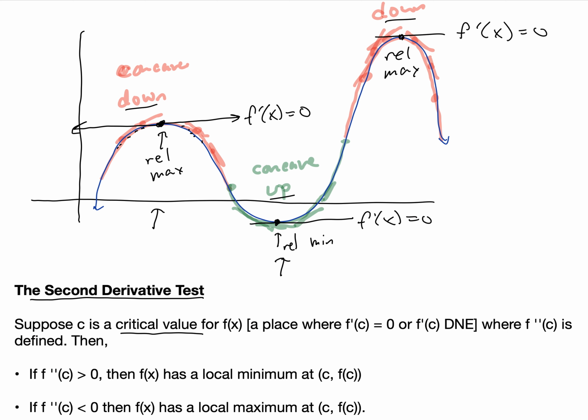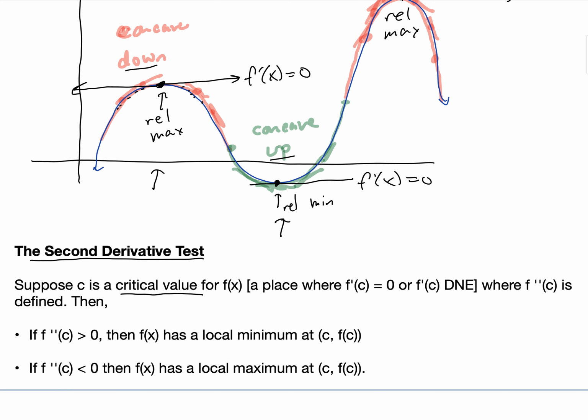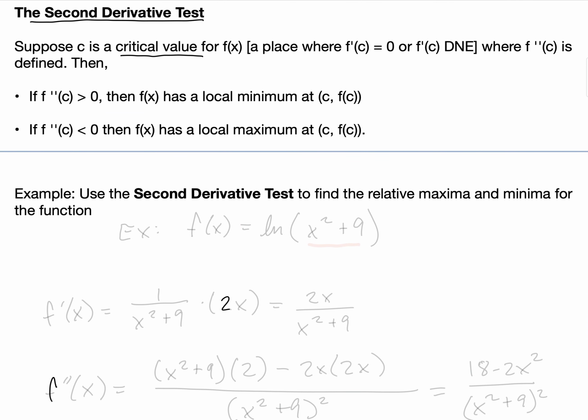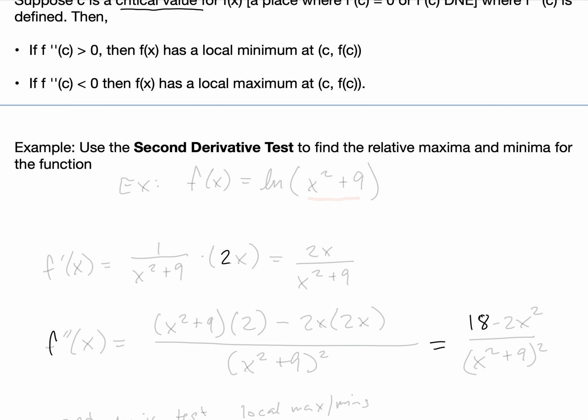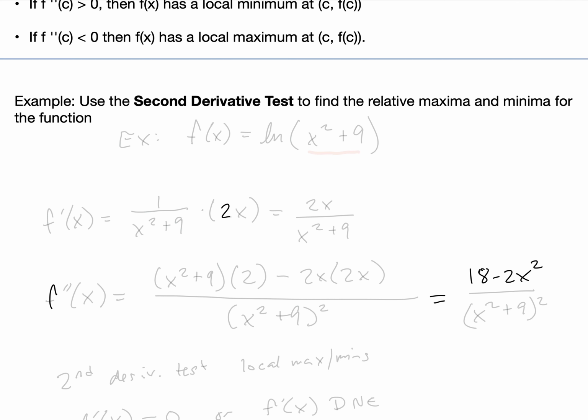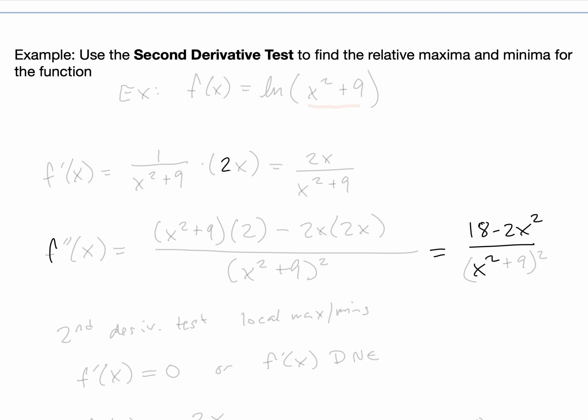So let's take a look at a quick example. This is an example from the last video. We looked at f of x equals natural log of x squared plus 9. For that, we took the first derivative and found that it simplified to 2x over x squared plus 9. We also took the second derivative and found that it simplified in the end to 18 minus 2x squared over x squared plus 9 squared.